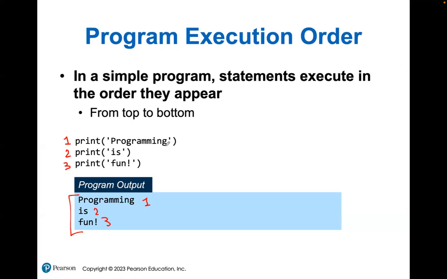If you wanted all of these lines to be on the same line, because these are all on three different lines, you would have to put is fun over here. So instead of these, you would put is fun, exclamation point, quotation mark, close parentheses. This way, if you typed it this way, everything would be on the same line.